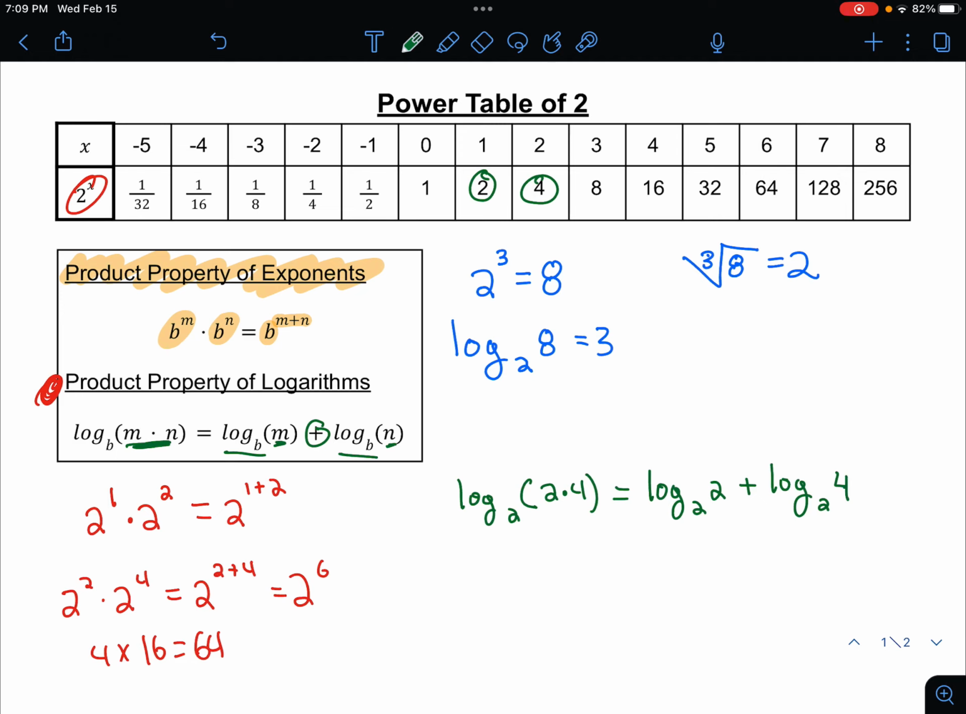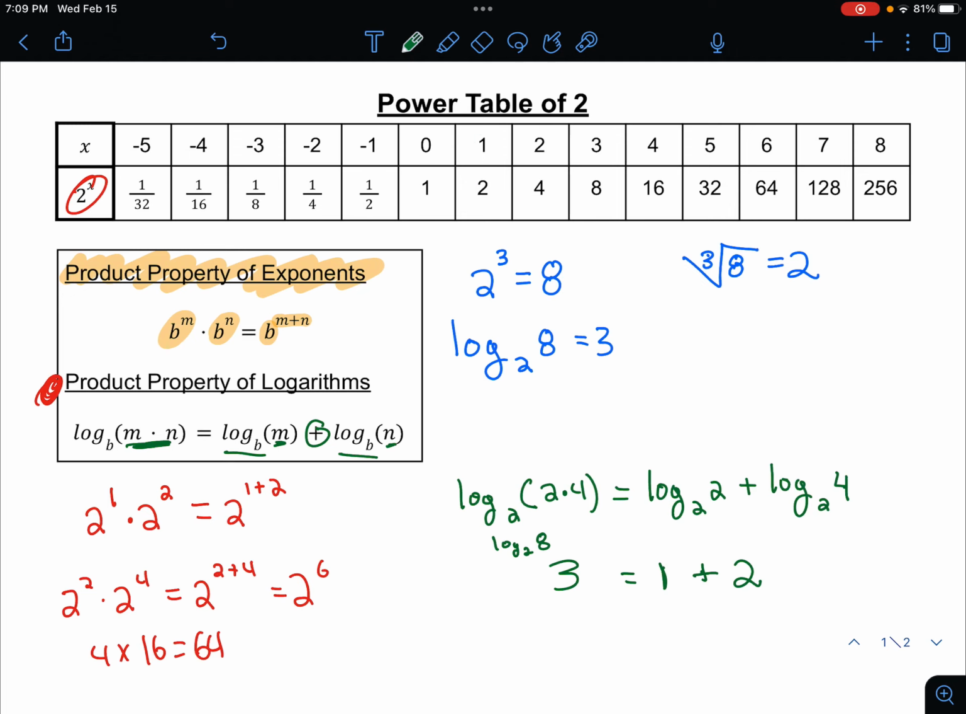And so log base 2 of 2 is telling us what exponent we would raise 2 to get 2. And so that's a 1. Log base 2 of 4 tells us we need to raise 2 to the second power to get 4. And if we were to multiply this out, we would get log base 2 of 8, which is telling us we need to raise 2 to the third power to get 8. So 3 equals 1 plus 2. And so we have that exact relationship here.